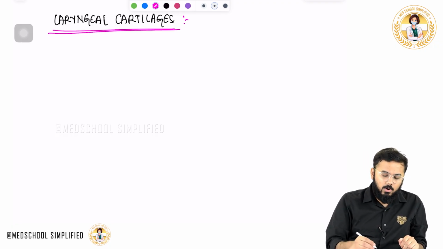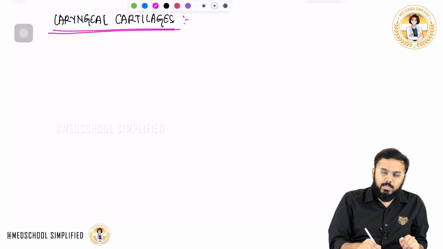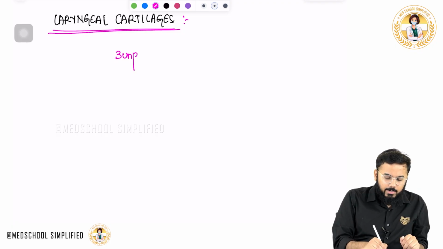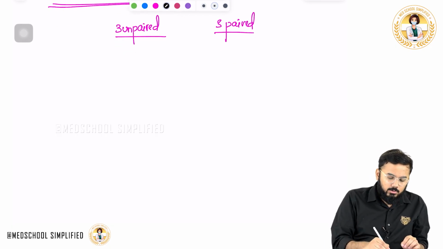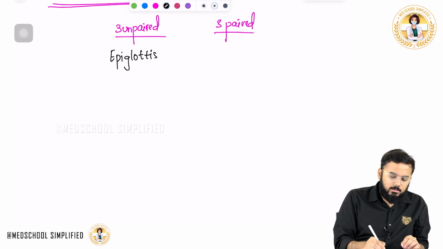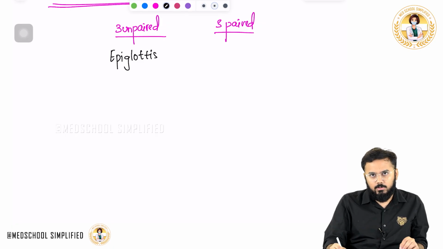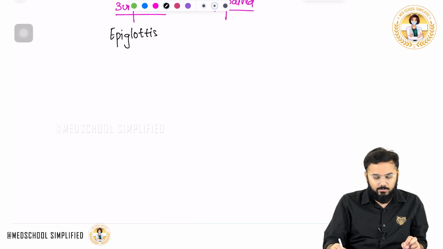Basically, we have different types of paired as well as unpaired cartilages. There are 3 unpaired cartilages, and at the same time, there are 3 paired cartilages. So what are these 3 unpaired cartilages? One cartilage is called the epiglottis. Epiglottis is also called a leaf-like cartilage. The shape of the cartilage is in the form of a leaf.